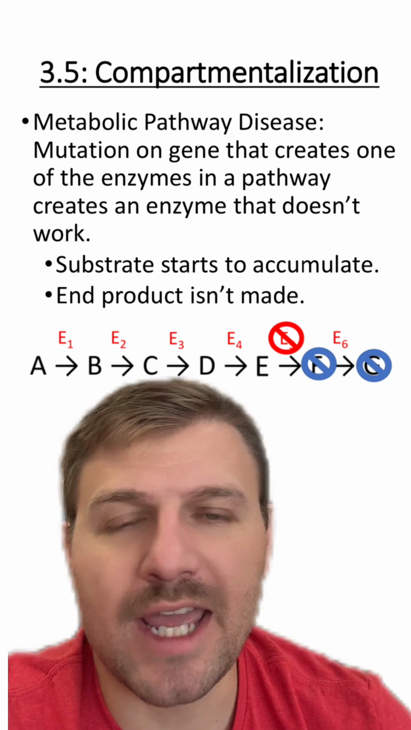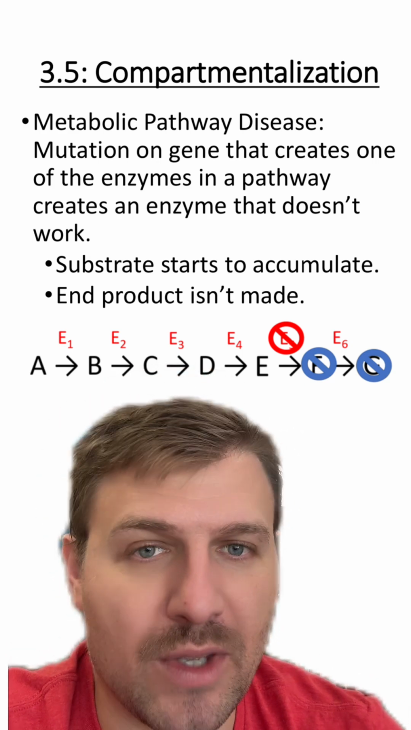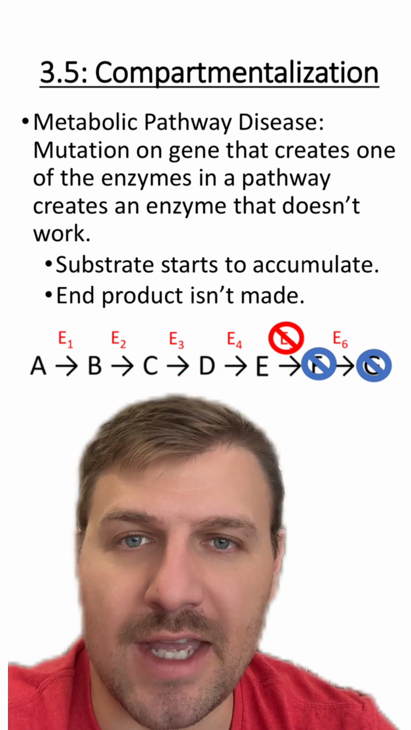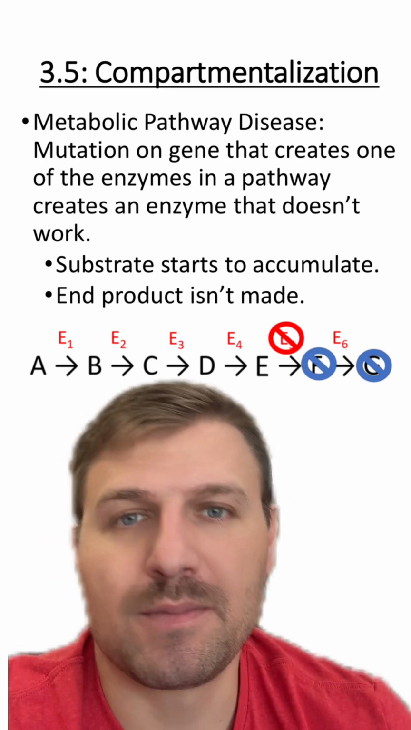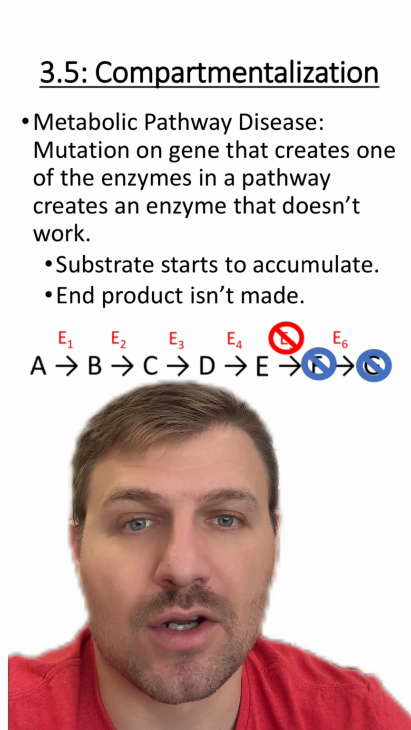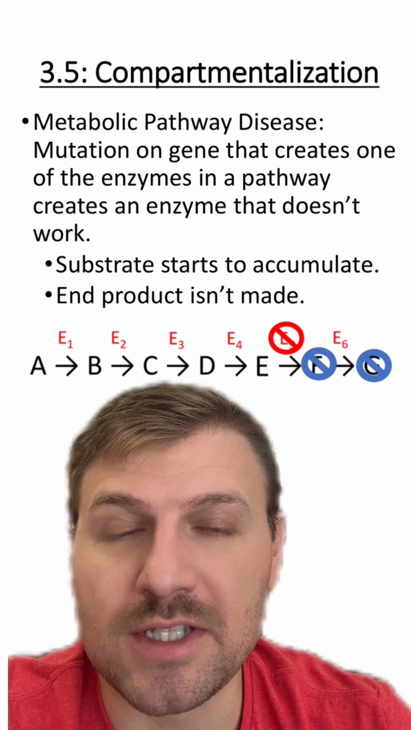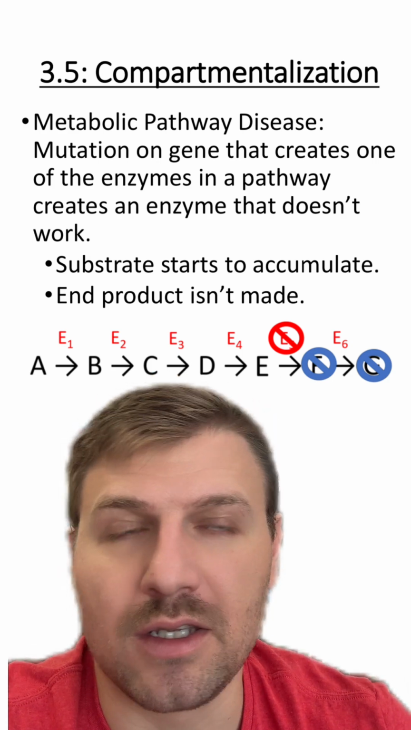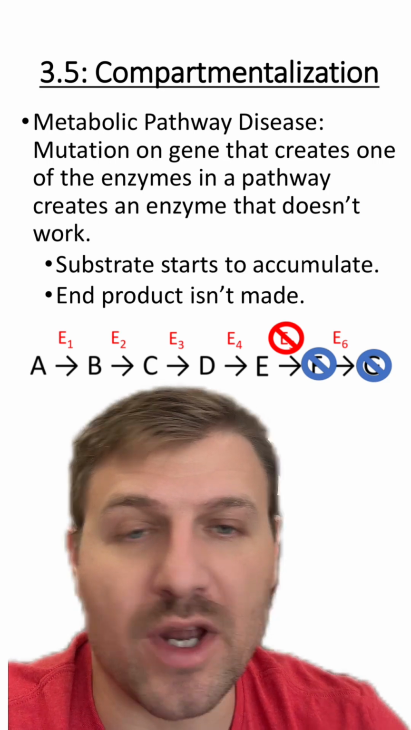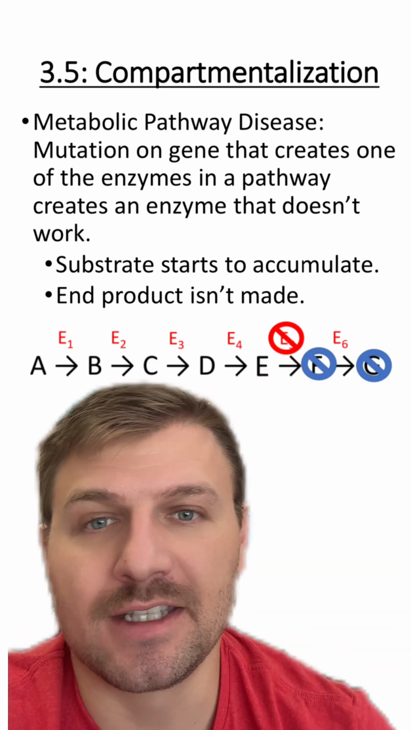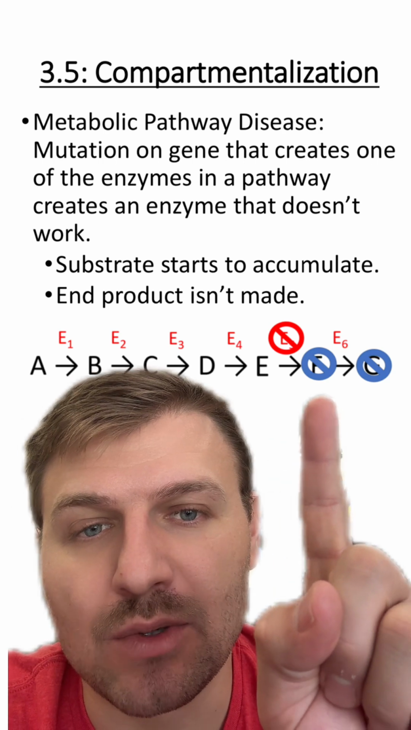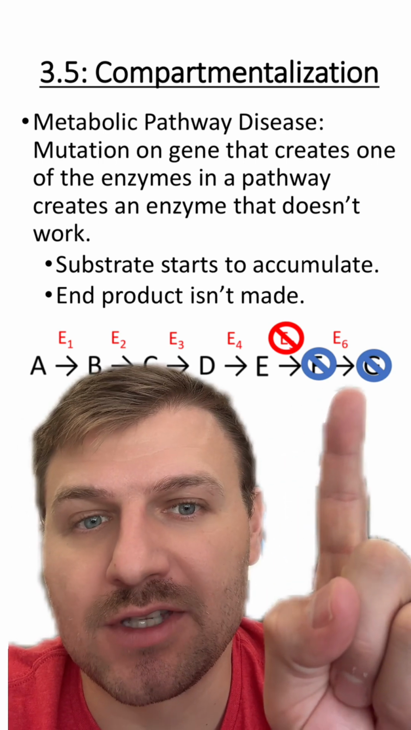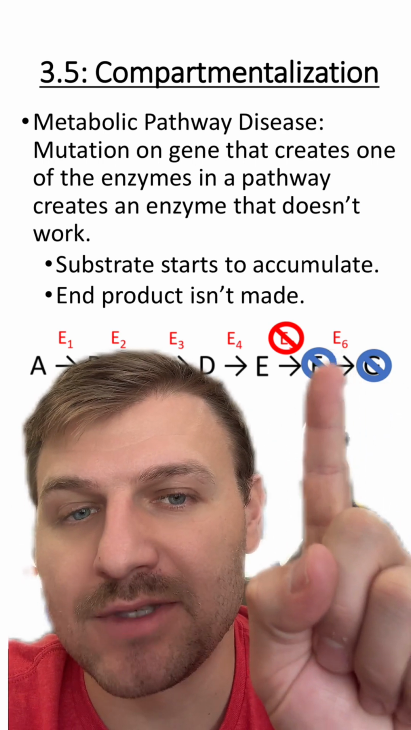We also have this thing called a metabolic pathway disease where, again, we have this series of linked reactions with enzymes, and one of the enzymes along the pathway doesn't work correctly. There could be a bunch of different reasons why this doesn't occur correctly. There could be a gene mutation. There could be a folding error in that protein, but for whatever reason, there's an enzyme that doesn't get produced correctly. So what happens is E stops getting produced into F, and then F can't be produced into G, even though this enzyme still works.